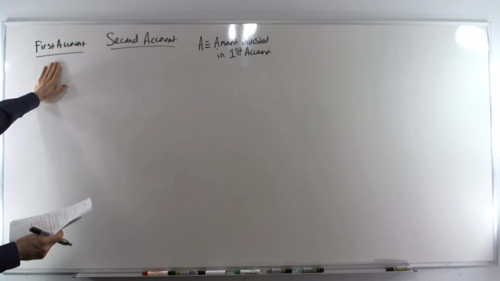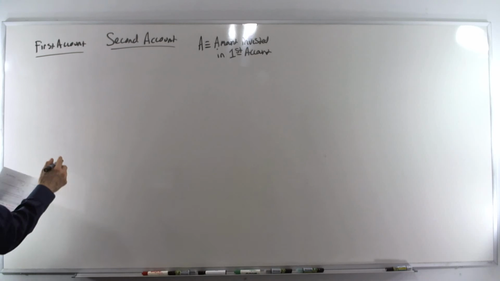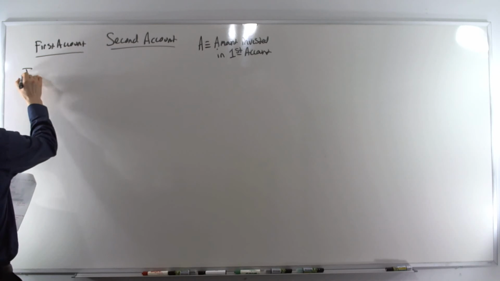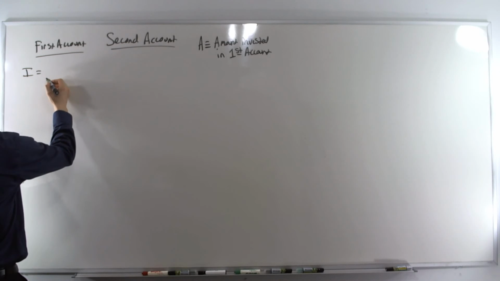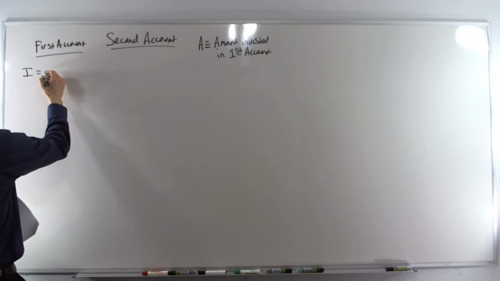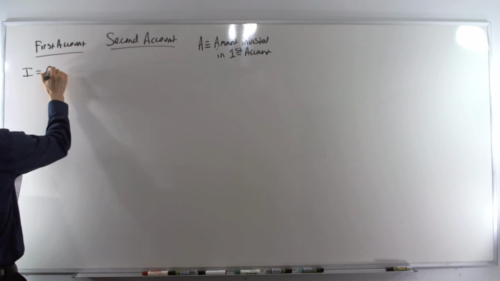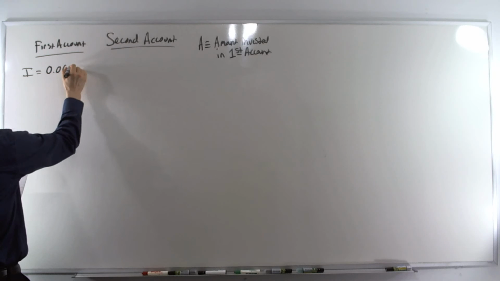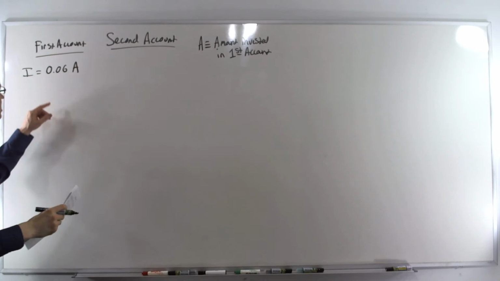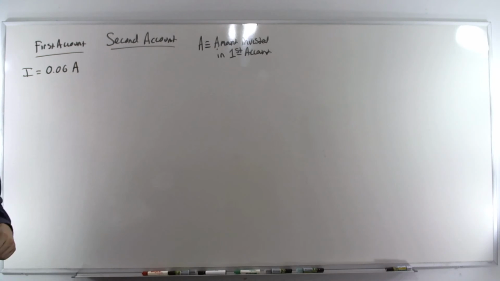All right, so A is going to be over here. And that's at 6%, so the interest. And again, it's just 1 year, so I'm just going to skip the 1. And we're going to go 0.06A. 6% times the amount.